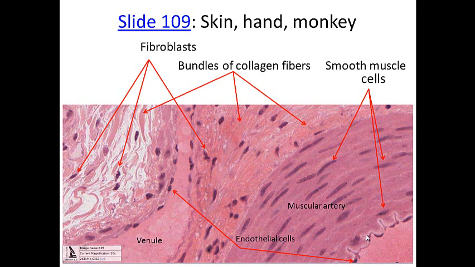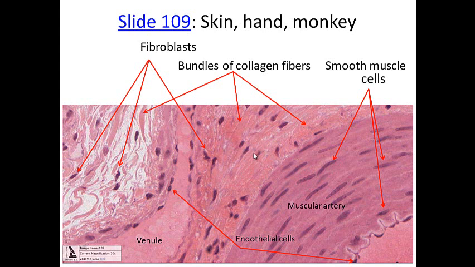Another connective tissue component is the internal elastic lamina. A lamina is the elastin, which is one of the connective tissue fibers. Endothelial cells line these blood vessels, the venules or the muscular artery, but you can see the difference between fibroblast nuclei and smooth muscle. The pink here is actually the cytoplasm of the cell.